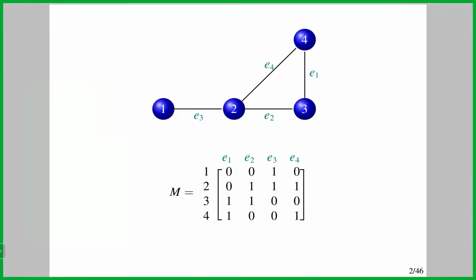Here's a quick example. You can see a graph on 4 vertices and 4 edges. So this is a 4 by 4 matrix, because the rows are indexed by the vertices and the columns are indexed by the edges. An easy way to look at the incidence matrix is column by column, because each column has exactly two 1s and everything else is 0.